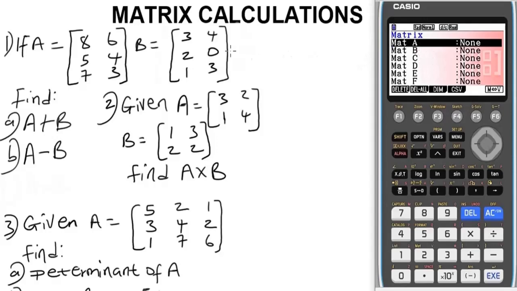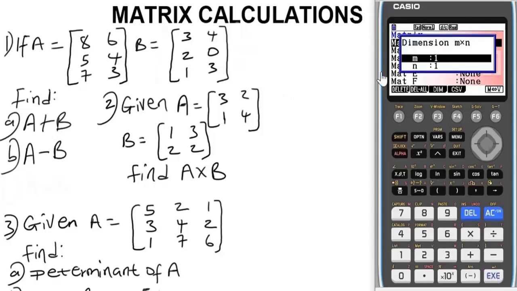Alright, so let's begin with question 1. We are given that A equals this and B equals this. We are asked to find the addition of the matrices and the subtraction of the matrices. So let's give Mat A its order. Alright, the order of Mat A. Let's press execute.